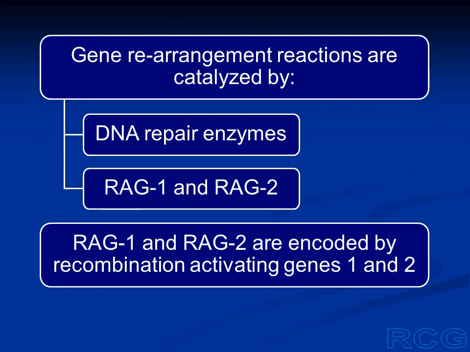When gene rearrangement occurs, a part of DNA has to be deleted, different fragments have to be joined, and for this we require some enzymes. The enzymes which take part in gene rearrangement reactions are the DNA repair enzymes plus two enzymes known as RAG1 and RAG2. RAG1 and RAG2 are encoded by two genes which are known as recombination activating gene 1 and recombination activating gene 2.